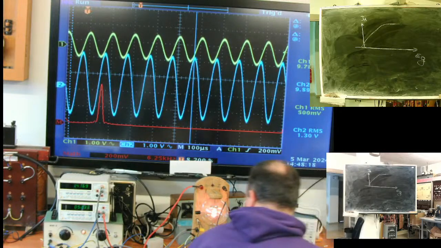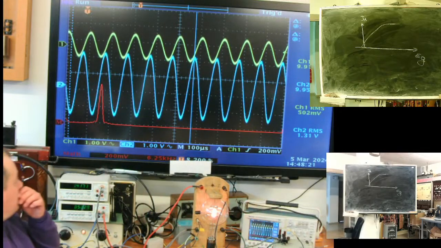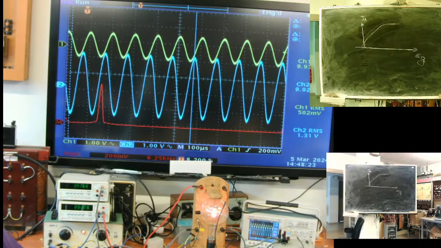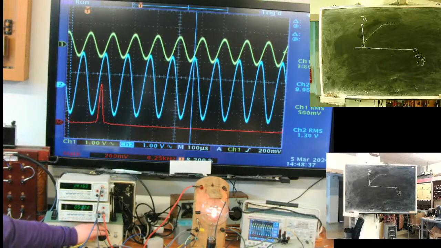Oh, do you see what I'm seeing? Input is assigned with the effective value of 500 millivolts, half a volt. Output is assigned, but amplitude 1.3.